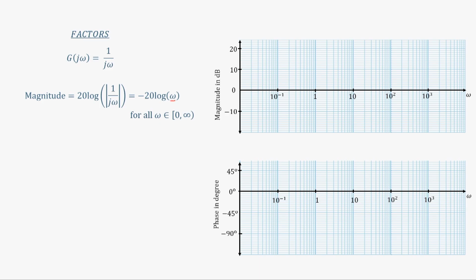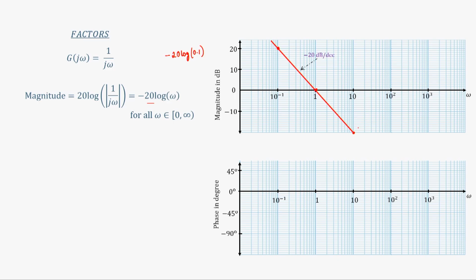And notice here, it is a function of omega, so no longer it is a constant. As omega changes, the magnitude changes. So, how does it change? At omega equal to 1, this value will become 0. At omega equal to 0.1, we will have minus 20 log of 0.1, so we will have plus 20.